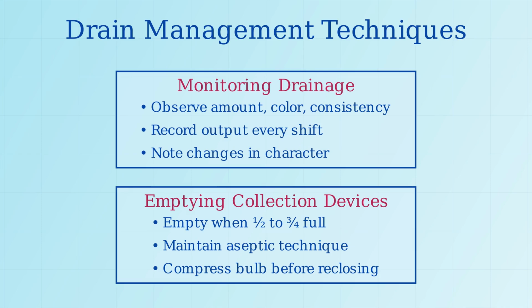Collection devices should be emptied when they are 1/2 to 3/4 full. Always maintain aseptic technique during this process. For suction drains like Jackson-Pratt, remember to compress the bulb before reclosing to reestablish suction.